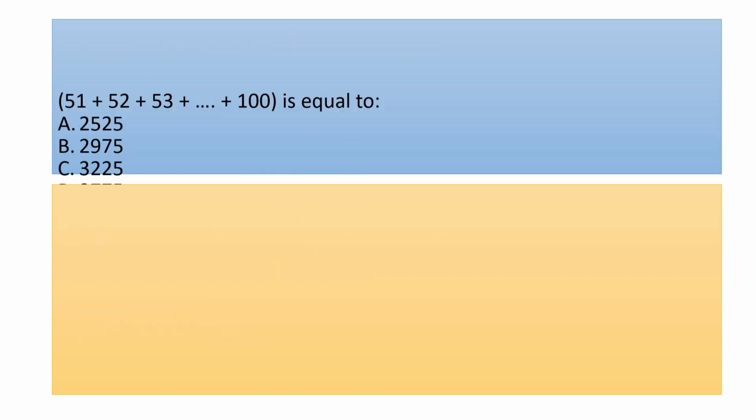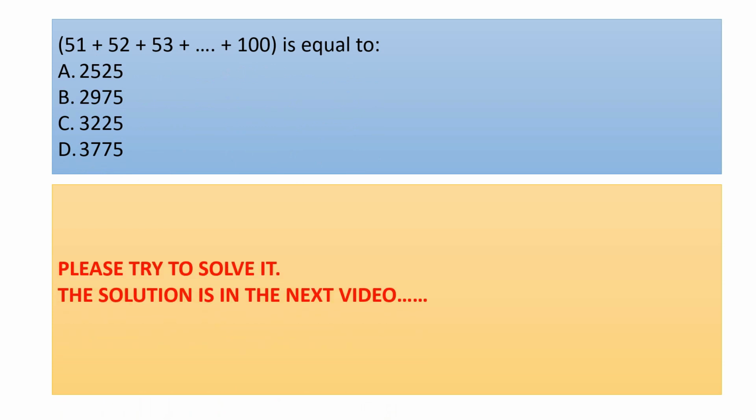Till now, we have solved some of the example problems, and this is the exercise problem for you. Please try to solve it. We will see the solution in the next video. The problem statement is 51 plus 52 plus 53 up to 100. And the options are 2525, 2975, 3225, 3775. Please try to solve it. We will see the solution in the next video.